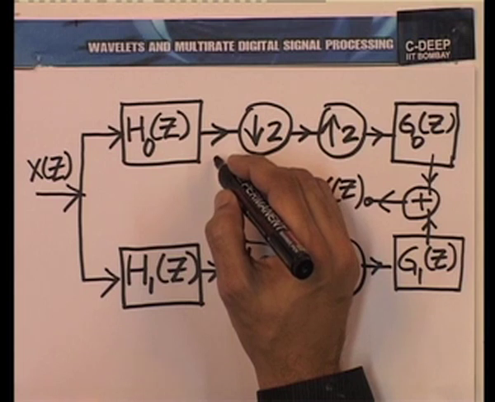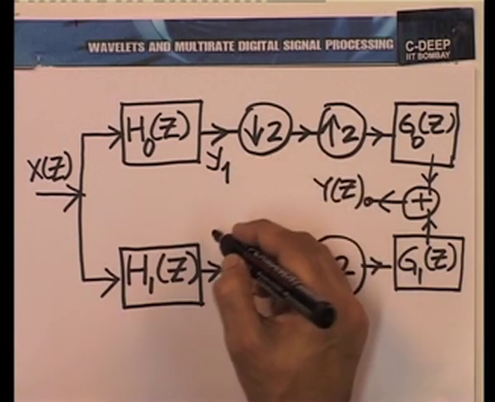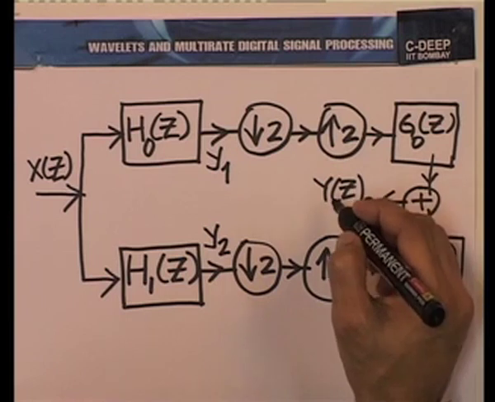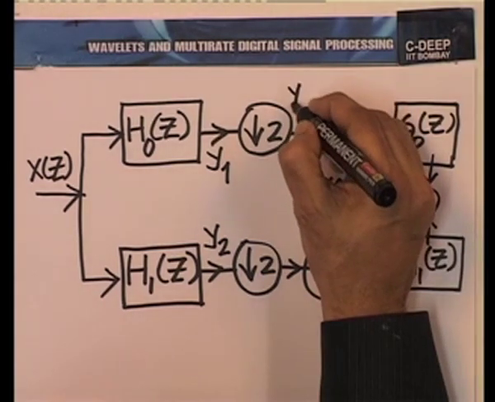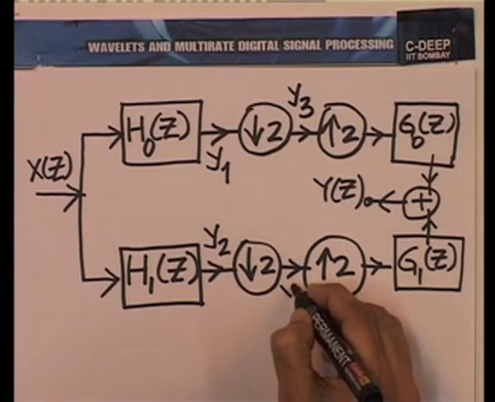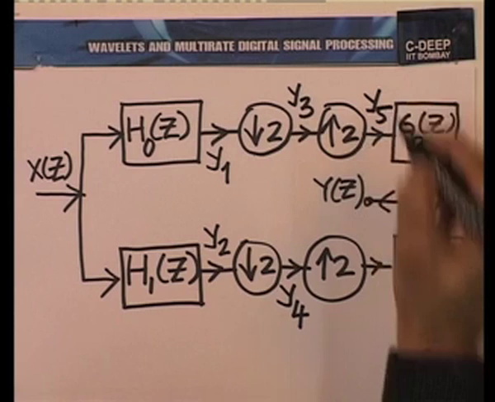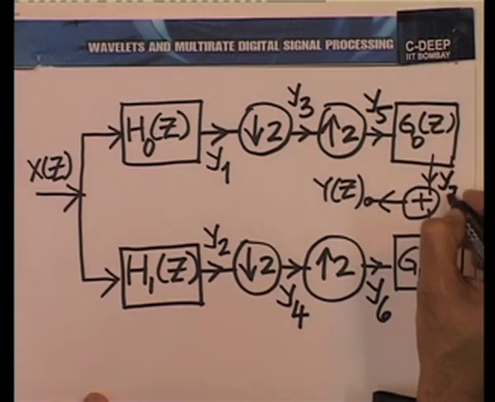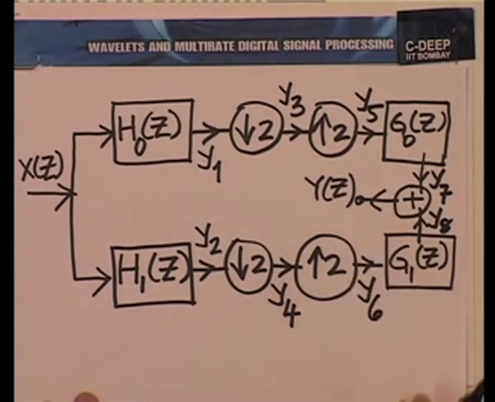So, let us call this y 1, let us call this y 2 and so on. And the very output we shall just call y without any subscript. So, accordingly this becomes y 3, this y 4, this y 5, y 6, y 7, y 8 and then of course y 9 is simply y.